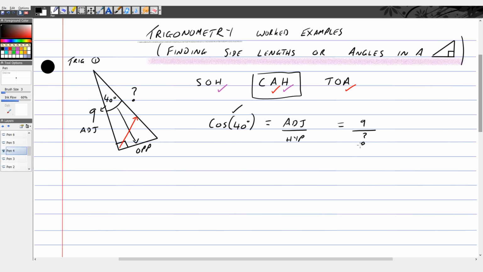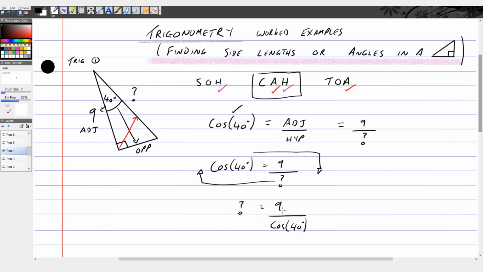So to get the question mark on its own, we've done rearranging equations. I'll write it out again. Cos of 40 degrees is 9 over question mark. To get the question mark on its own, we slide and rise like we did in rearranging formulae, and then swap and drop the cosine of 40. And what we end up with is the unknown side, the hypotenuse, is equal to 9 divided by the cosine of 40 degrees. Make sure that your calculator is in degrees mode, otherwise you won't get the right answer.